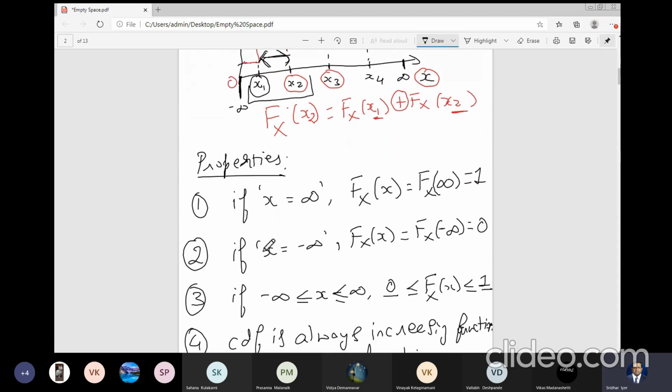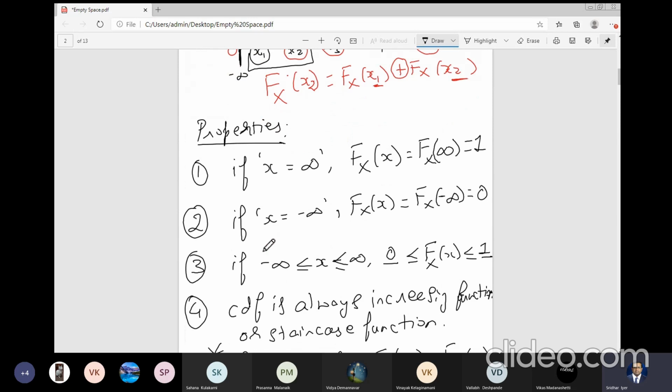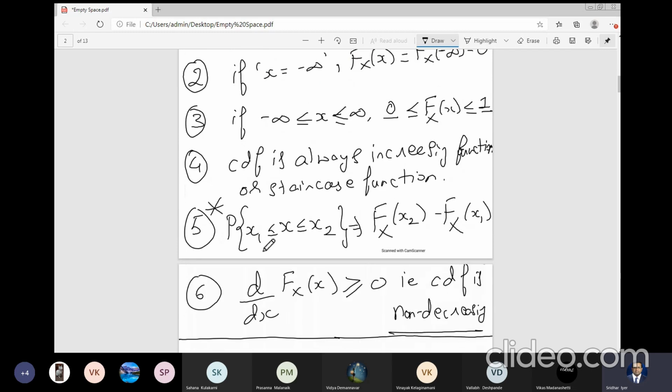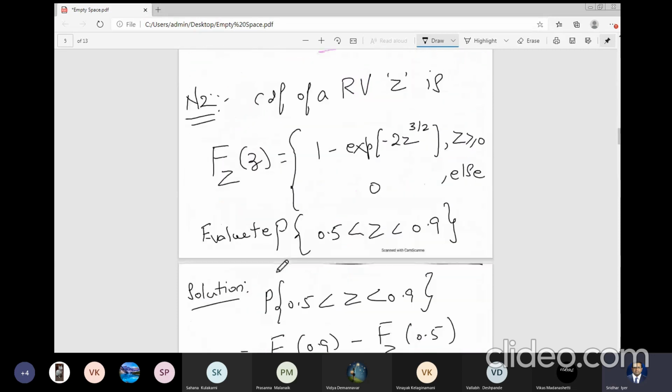So we have discussed the properties of the CDF. At infinity it will give you 1, at minus infinity it will be 0. The most important property is, if you want to find the probability between 2 points x1 and x2, just take the CDF and find the subtracted value between the higher value and the lower value. That will give you the probability.